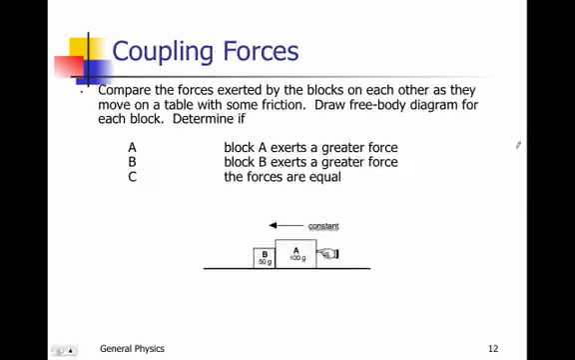Okay, so coupling forces. Whenever you have two objects that are interacting, Newton's third law says that the force that A exerts on B is equal and opposite to the force B exerts on A. So here, compare the forces exerted by the blocks on each other as they move on a table with some friction. Draw a free body diagram for each block. Determine if block A exerts a greater force, block B exerts a greater force, or the forces are equal.